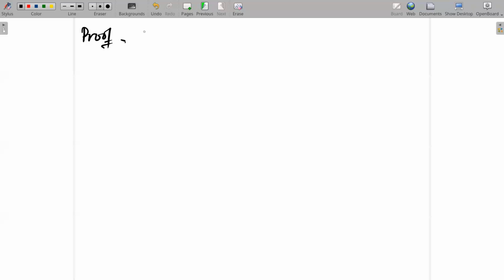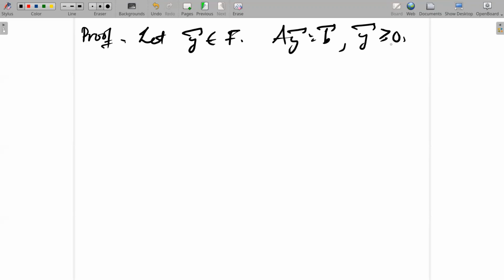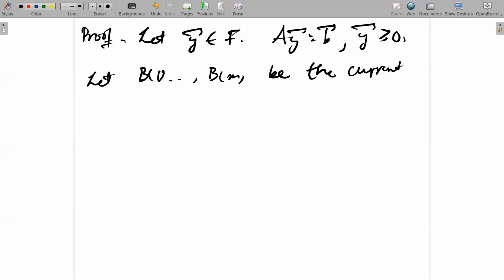So what's the proof? Now let y be any element in the feasible set. Okay, so by definition Ay is equal to b, and y has all the sign constraints. All of the entries of y are positive. Now let B1, ..., Bm be the current ordered basis. What does that mean? Because x0 is a vertex, it has a corresponding ordered basis associated with it. It is a basic feasible solution. So that is the one I'm considering as the current ordered basis.